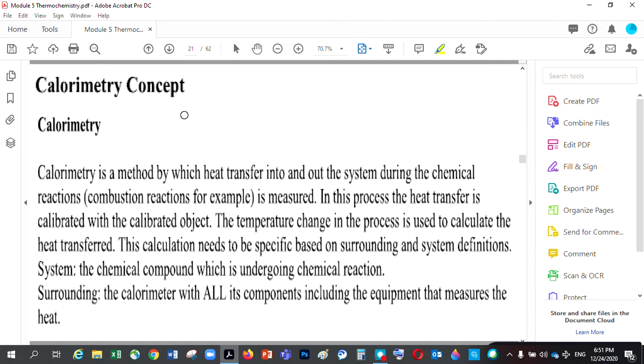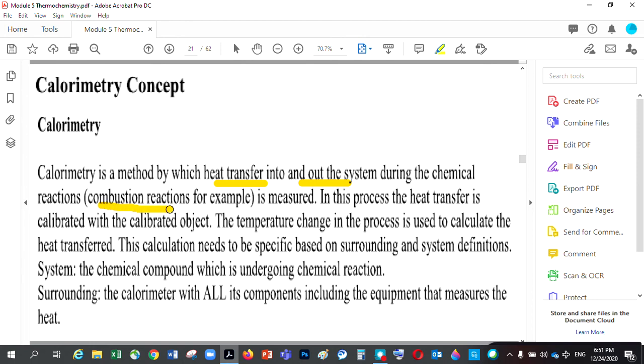Calorimetry. The calorimetry concept is a method or a tool which measures the heat transfer into and out of the system during a chemical reaction. So we are using calorimetry as a tool to measure the heat.